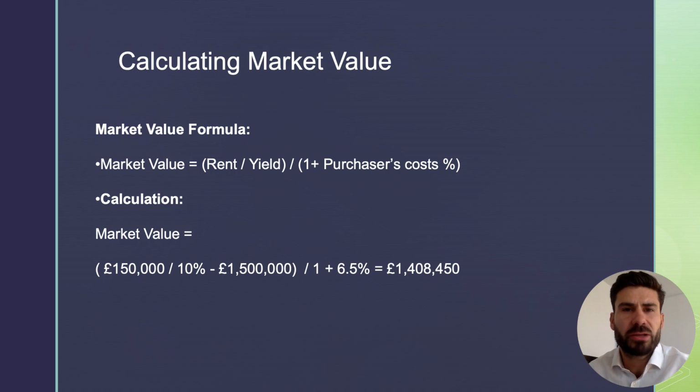Next, we must consider the purchaser's costs. These purchase costs include the stamp duty that the investor must pay, the legal fees also paid by the investor, and sometimes the surveyor's fees or agency fees. For this example, we have assumed that those fees amount to 6.5%. By applying this to the market value, we arrive at a net purchase price of approximately 1.4 million. This adjustment is vital in understanding the true cost to us as the investor of acquiring this property.